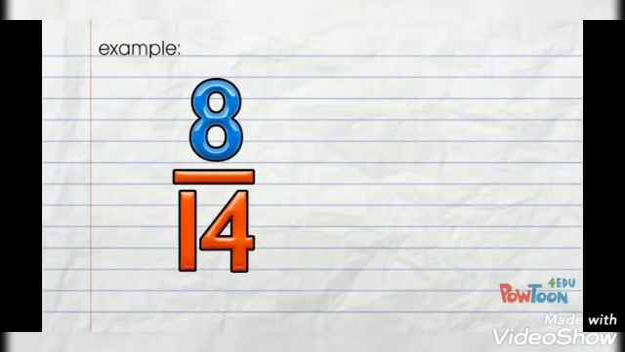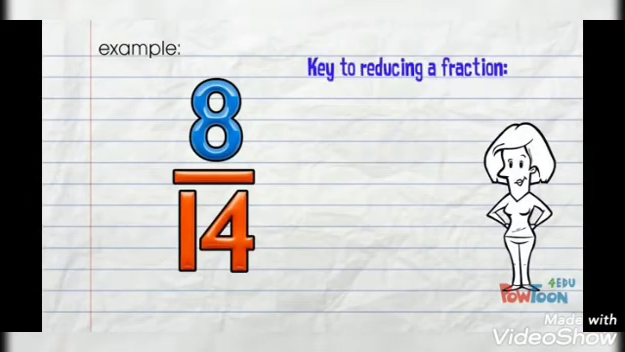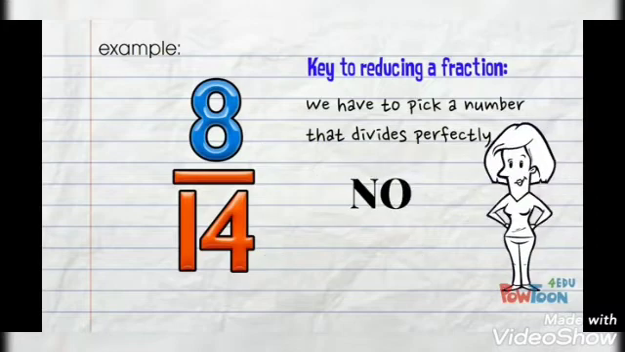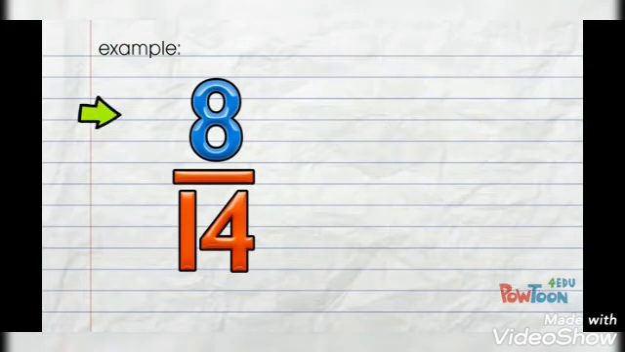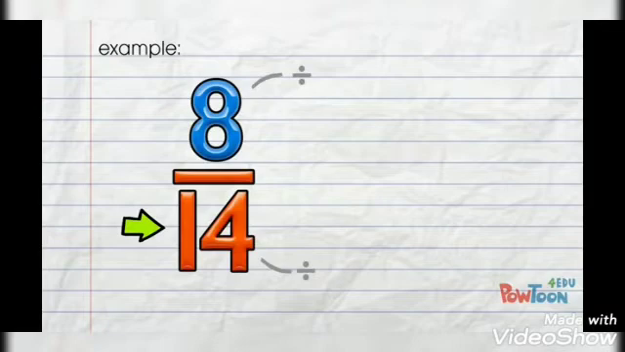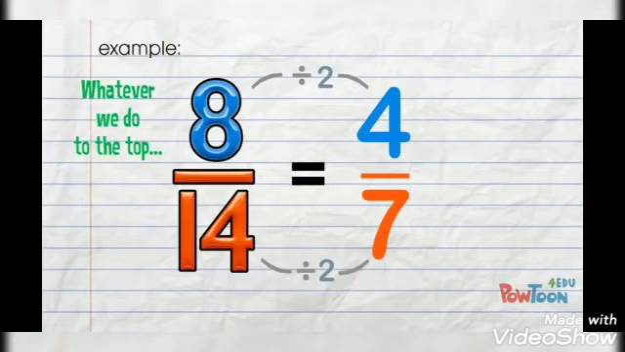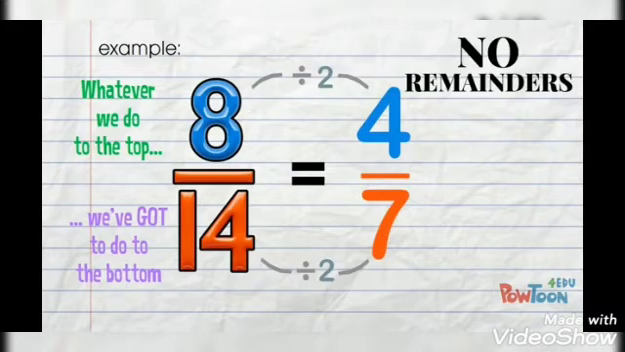Let us take an example. 8 upon 14. The key to reducing a fraction is we have to pick a number that divides perfectly. We don't want any remainders, so no remainders allowed. So 8 and 14 are even numbers, so we can divide both the digits by 2. We get 8 divided by 2 is 4, 14 divided by 2 is 7. So the rule is whatever we do to the top, we have got to do to the bottom. No remainders are allowed.